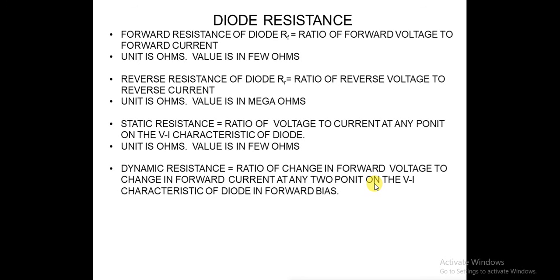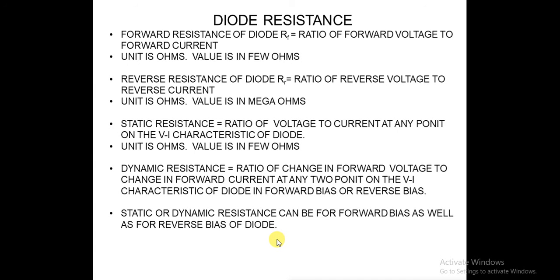Next is the dynamic resistance. Dynamic resistance is the ratio of change in forward voltage to the change in the forward current at any two points on the VI characteristics of the diode. It can be calculated for forward bias or reverse bias. Hence, static or dynamic resistance can be for forward bias as well as for reverse bias of the diode.